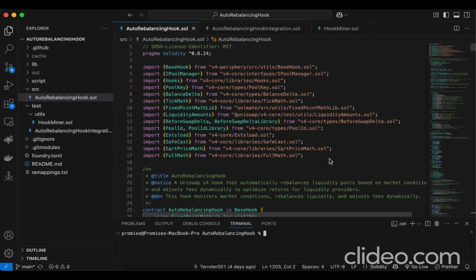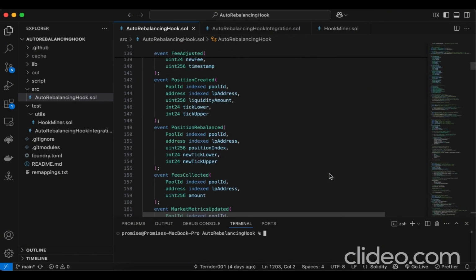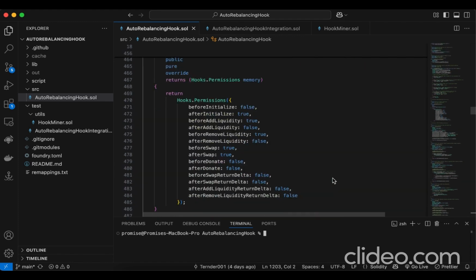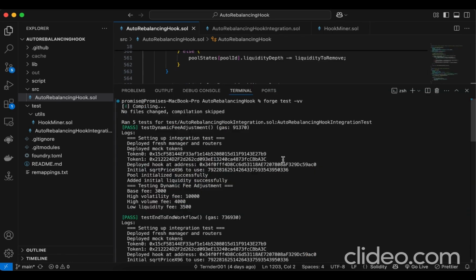So this is the code base, and I won't be going through the code line by line since I've extracted the core features and explained them in the slides. What I will basically do here is run the tests so that we can see what is happening, which I will do here. And I have 5 tests and all of them are passing.